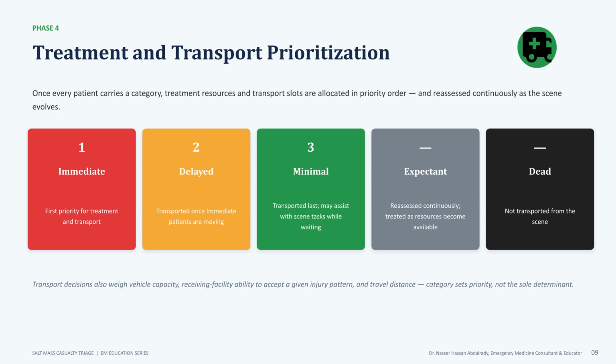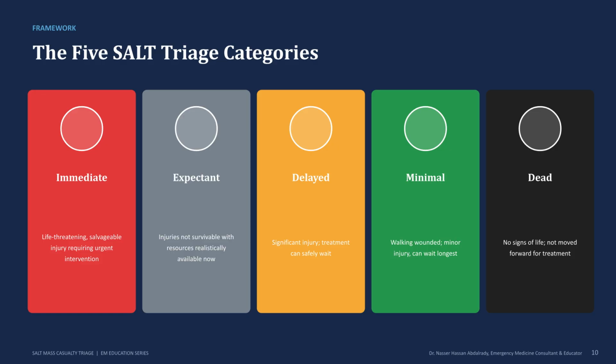Once categorized, patients are prioritized for treatment and transport. This includes immediate, delayed, and minimal categories, as well as expectant and dead, ensuring resources are allocated based on current scene needs. The 5 SALT triage categories are: immediate for life-threatening but salvageable injuries, expectant for non-survivable injuries given current resources, delayed for significant injuries, minimal for minor injuries, and dead for those with no signs of life.